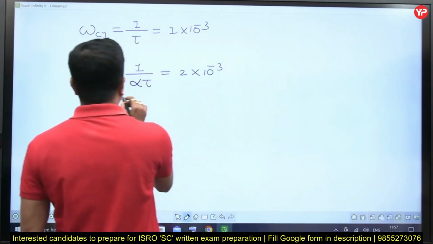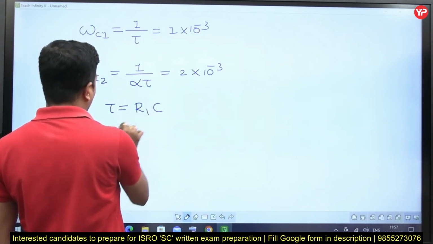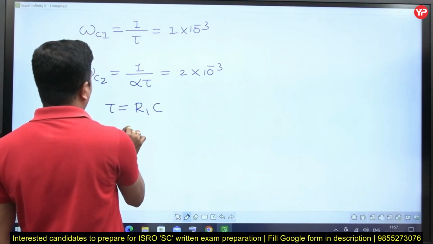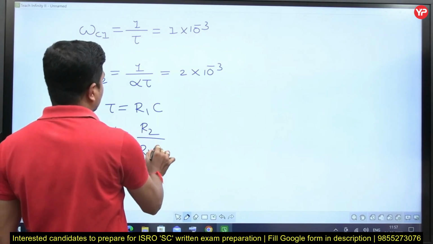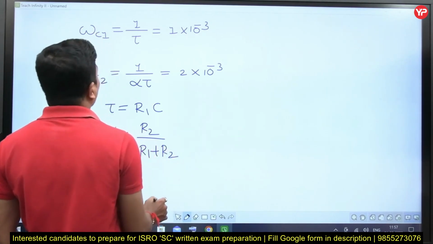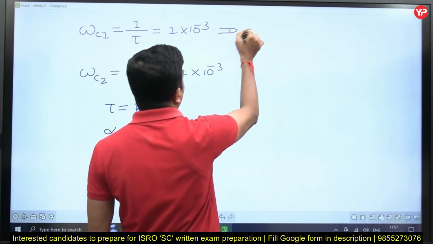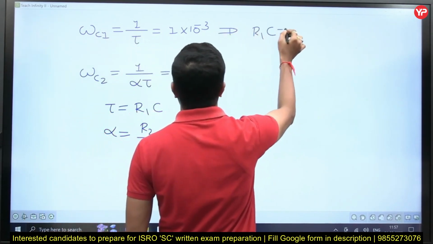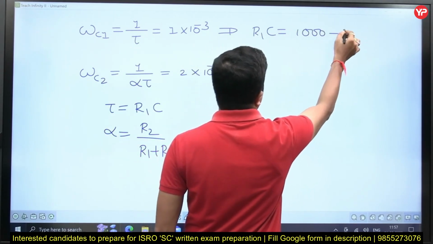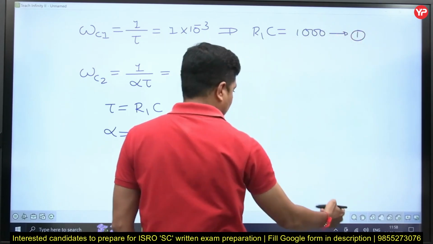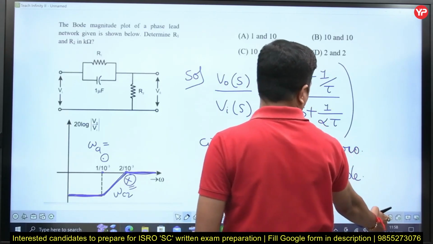Now, what is tau? Tau is equal to R1C, and alpha is equal to R2 by R1 plus R2. Now you know what it means by alpha tau also. So from this one I will get R1C is equal to 1000. This is equation 1. Let's see what data is given. He is asking us to find the values of R1 and R2.